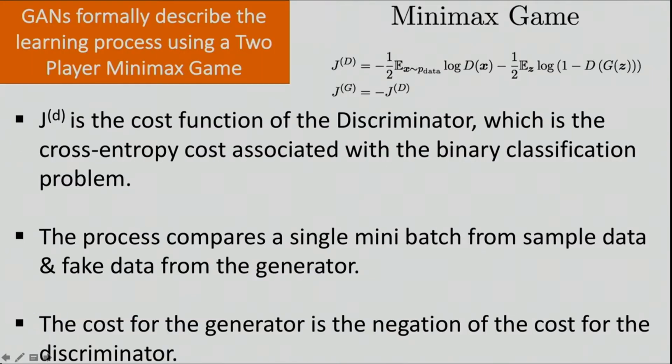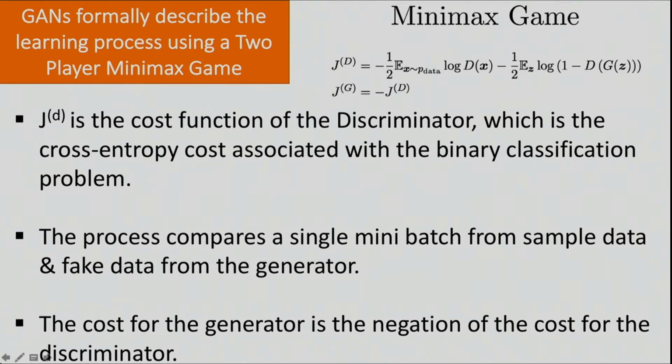Okay then, so again, this formally describes a learning process using a two-player Minimax game. J superscript D is the cost function of the discriminator, which is the cross-entropy cost associated with a binary classification problem. The process compares a single mini batch from sample data and fake data from the generator, and the cost for the generator is the negation of the cost for the discriminator. Now that's the general principle behind it.